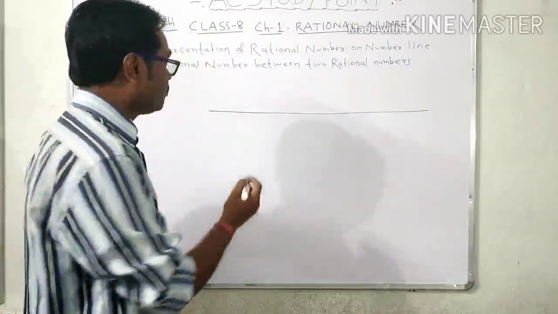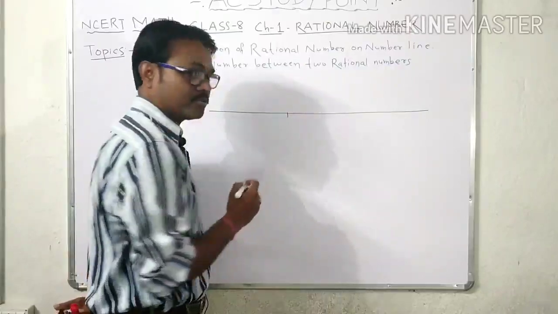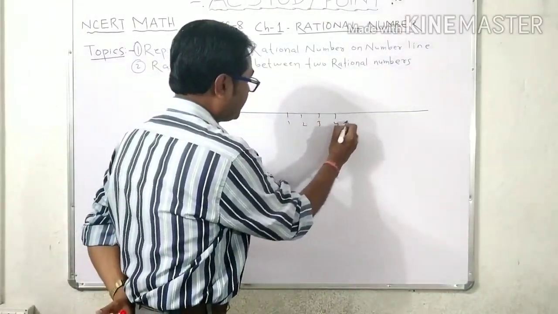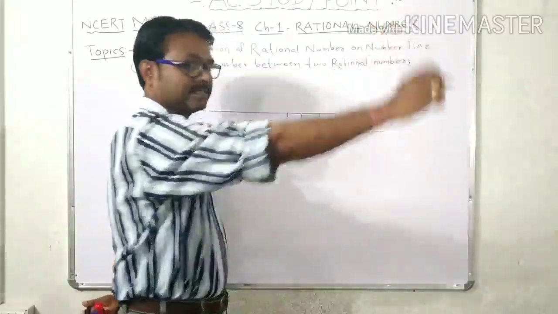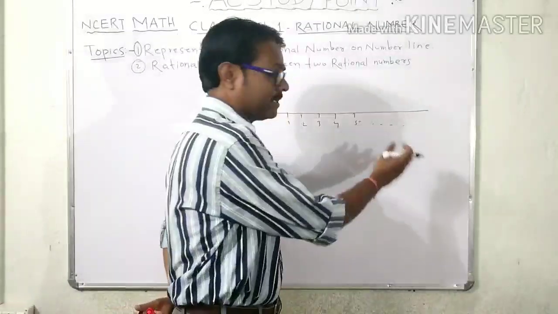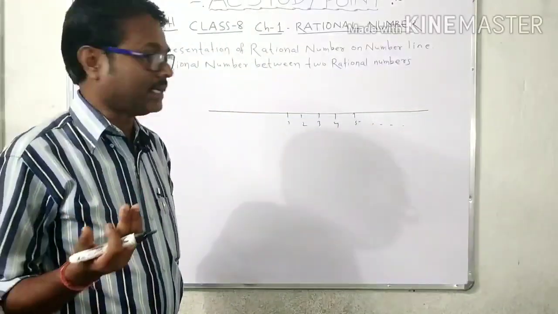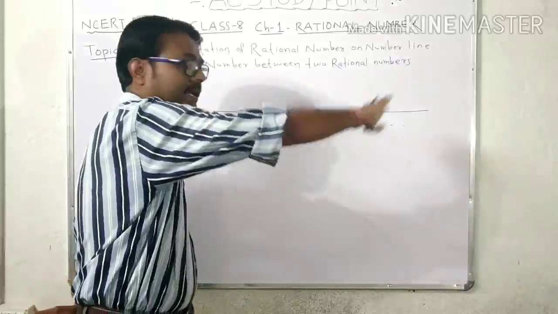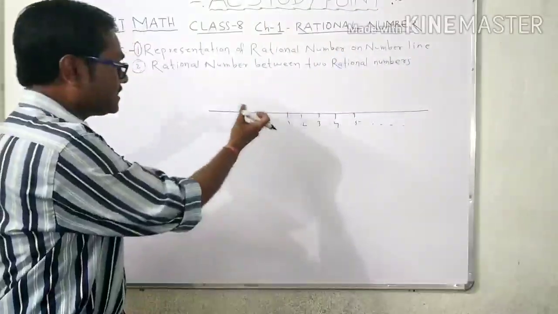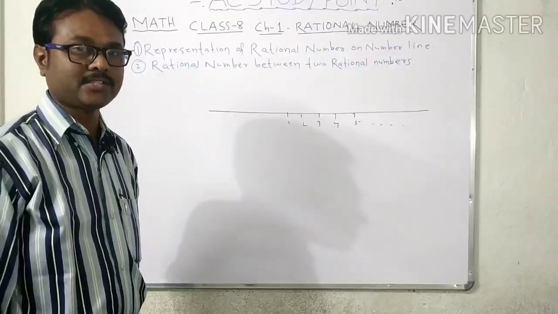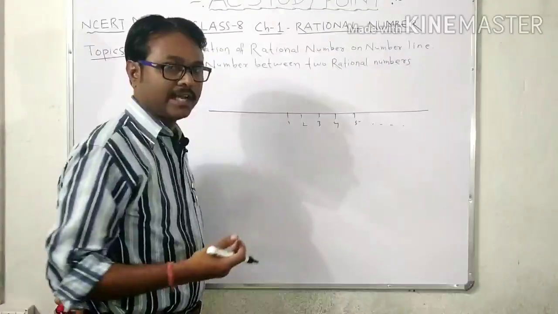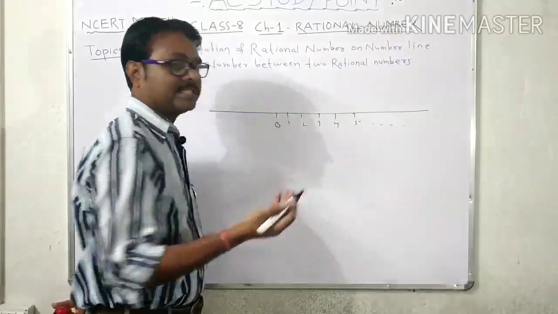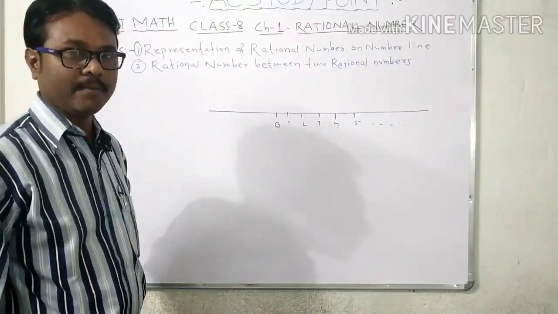Suppose this is a line, and we start the numbers: 1, 2, 3, 4, 5. As the numbers have no end, we put dot dot dot here, which means the natural numbers never end. This is the representation of natural numbers. To represent the whole numbers on the number line, we add 0 here.